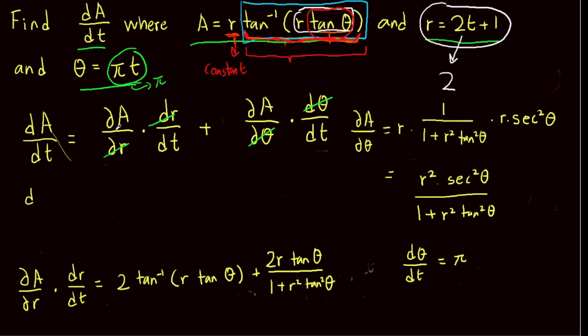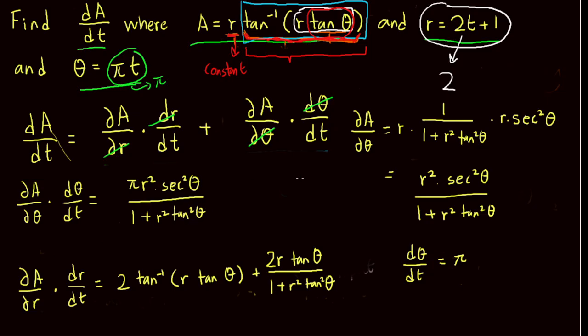Therefore, not dA, sorry. Remember, it's del A over del theta times d theta over dt. That is just pi r square sec square theta over 1 plus r square tan square theta. Alright, so that's all there is to it. You just multiply and you get the answer right here.